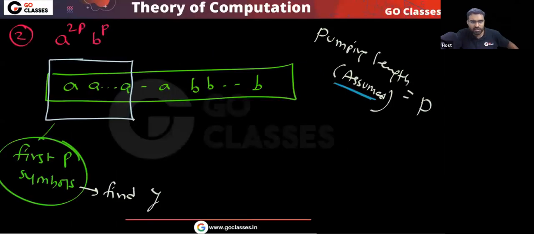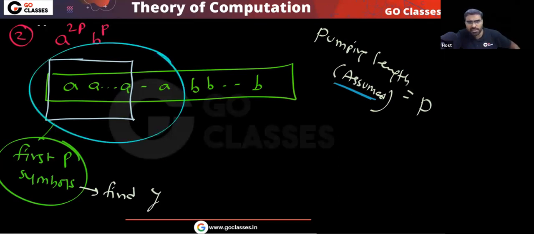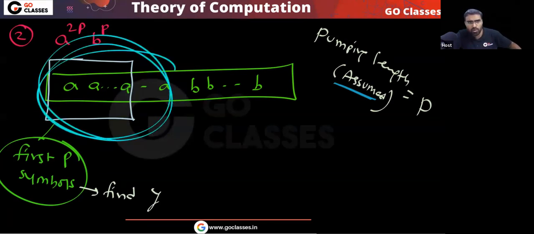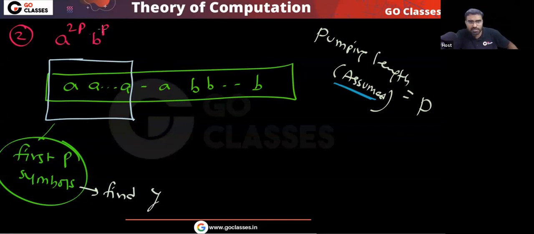Now you tell me one thing. Whatever Y I take, if I repeat it 0 times, will the number of A be double the number of B? Right now, the number of A is double the number of B, but this is the string we have taken. If I remove at least one A, then the number of A will not be double the number of B. Yes or no? So it is a very, very simple point.